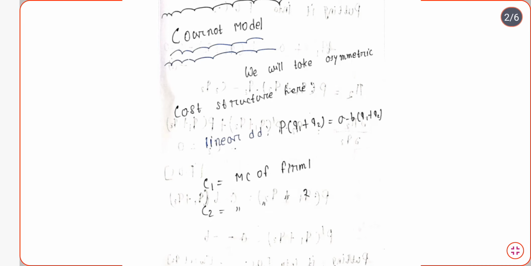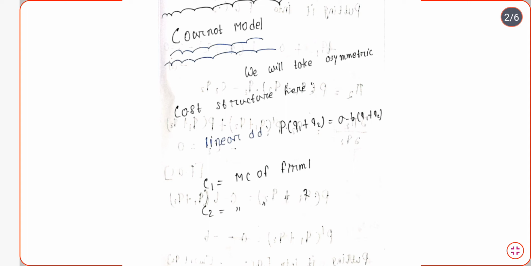Now in the previous Cournot model we talked about the Cournot model which has a symmetric cost structure. That means the marginal cost of both the firms was equal and it was denoted as M. Now if the marginal cost of both the firms is not equal, then what will the Cournot market structure look like?